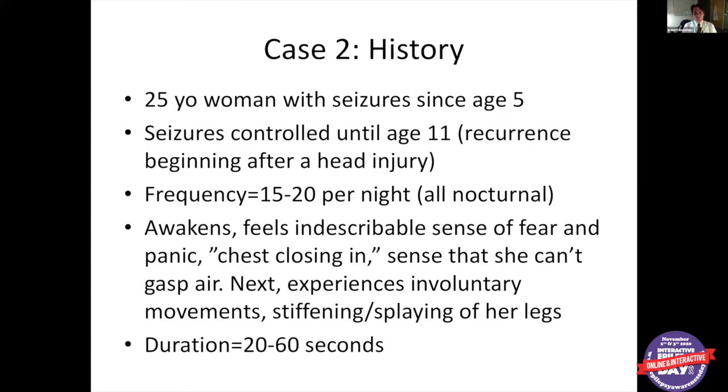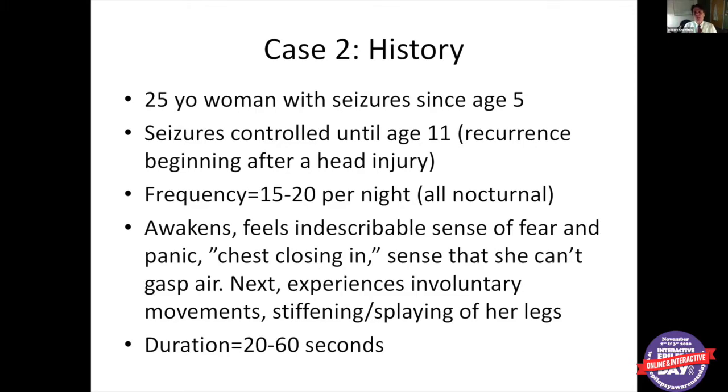So what she describes is that when she has them, she awakens first. I always awaken first. I feel this indescribable sense of fear and panic. And then she feels like her chest is closing in, almost like a panic attack. I mean, it sounds like a panic attack. And then she can't gasp for air. That's also really classic. You know, people feel like they're suffocating. But then, and this is over a matter of seconds, 10, 20 seconds, maybe 15.